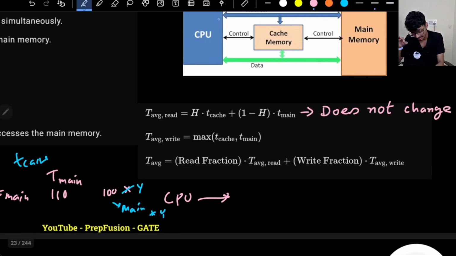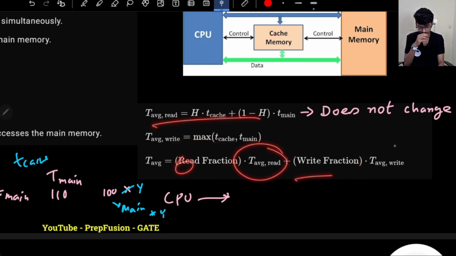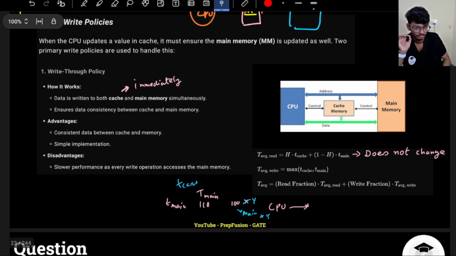That's why the T average write time will be the maximum of cache memory time or main memory time, whichever is higher. I hope you have understood this point. What will be the overall T average? It will be the average of those two. Let's say I have 100 read-write operations, and out of them 60 are of read type and 40 are of write type. So it will be 60 times the T average of read plus 40 times the T average of write. Same concept as the hit ratio. So I hope you have understood the basic concept.